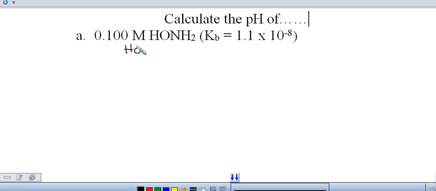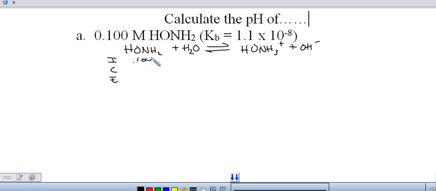And so if I start with an equilibrium expression, this is not a strong base because it's not a group 1 or 2 hydroxide. When I put a weak base in water, it's going to want to take a hydrogen from the water, giving one more hydrogen with a positive charge and leaving a hydroxide for the water. We're going to make an ice table for this problem, and it tells us we are using a 0.1 molar, so that's my initial concentration.